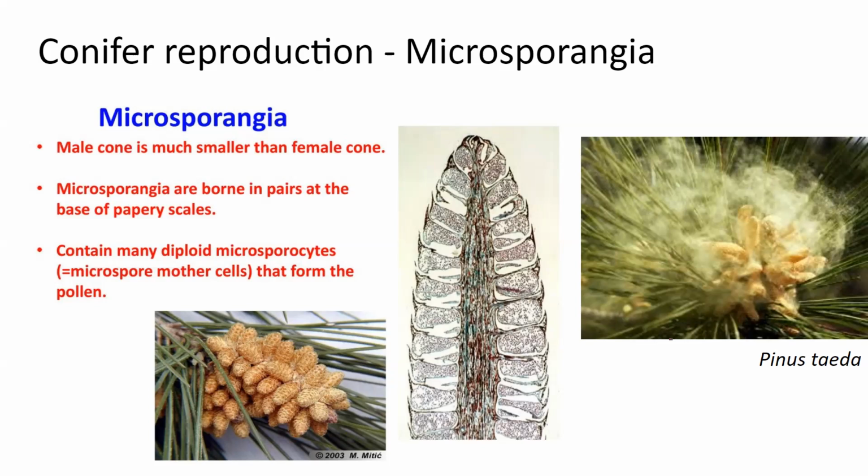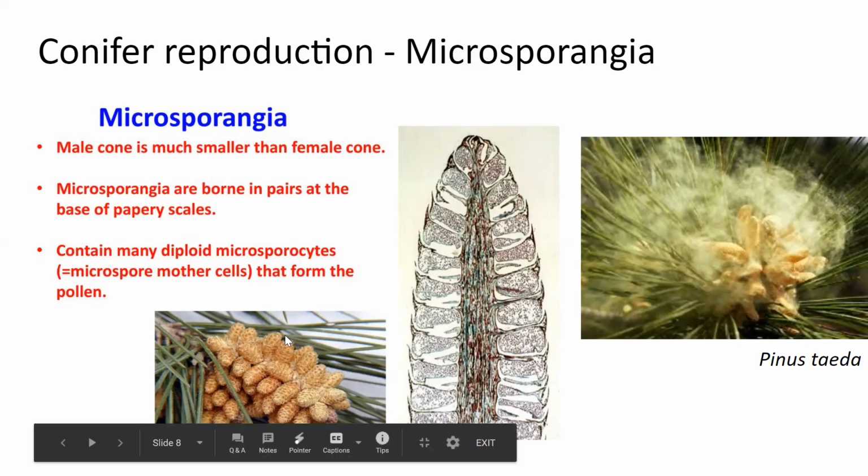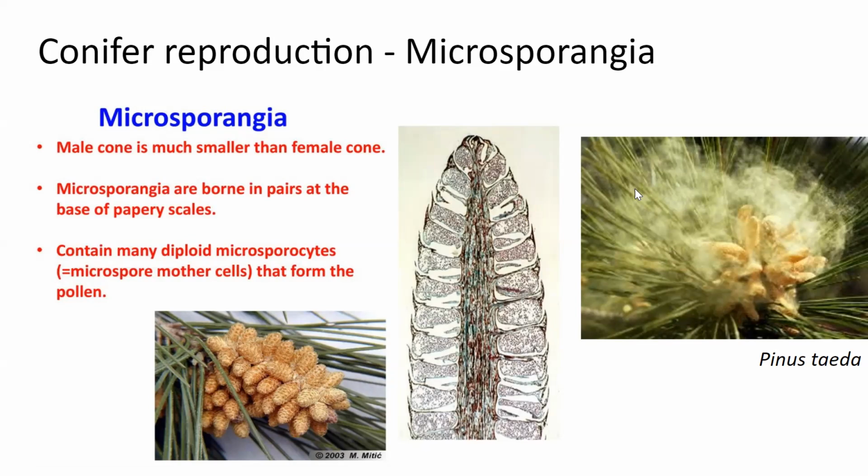And the Microsporangia are borne in pairs at the base of papery scales. So they have lots of these microspore mother cells that form the pollen. And this electron microscope photo in the center is just a cross section of just one of these little Microsporangia. And then you can see this is what Pinus taeda looks like in the early spring when it releases its pollen all at once. So it flies out.